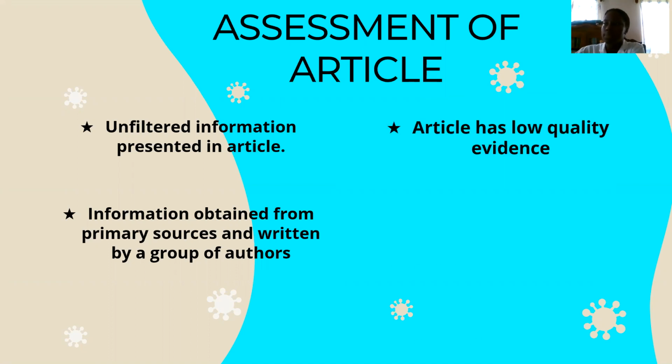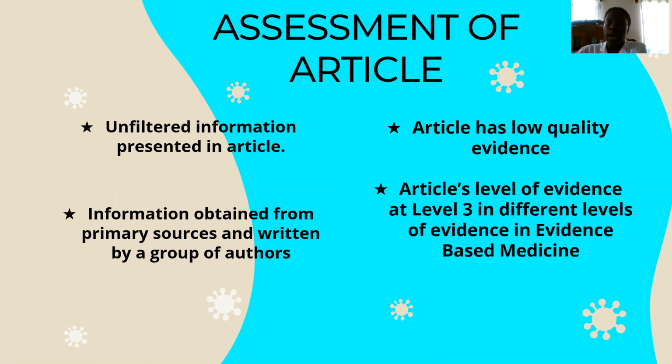Now, as the article is retrospective, it has low quality evidence relative to a randomized control study design, which is shown on an evidence pyramid in the slide following. The article's level of evidence was also found at level 3 in the different levels of evidence in evidence-based medicine. Now, the fact that the article is of low quality means that if further research is conducted, it is likely to have an important impact on the confidence in the estimate of the results of this study and thus possibly change the results of the study.